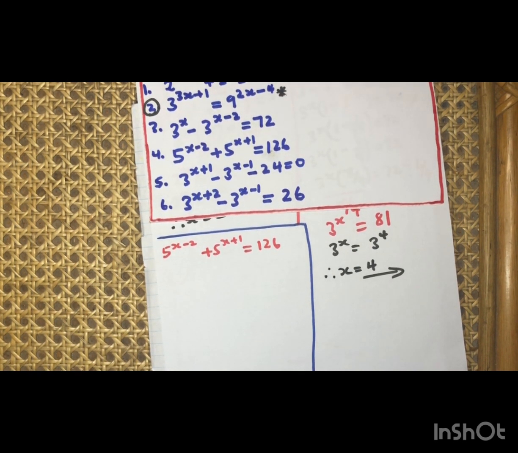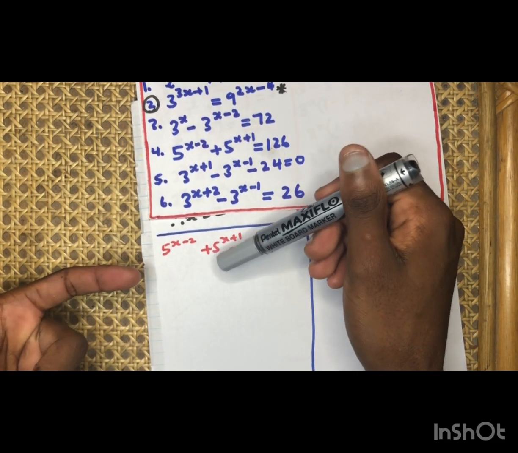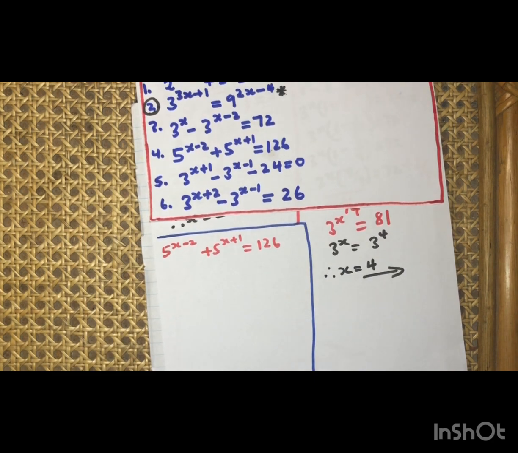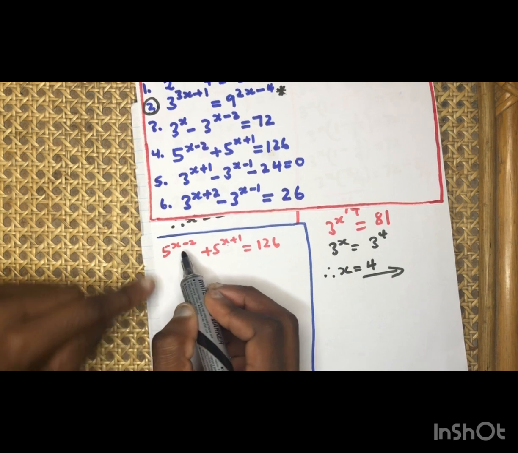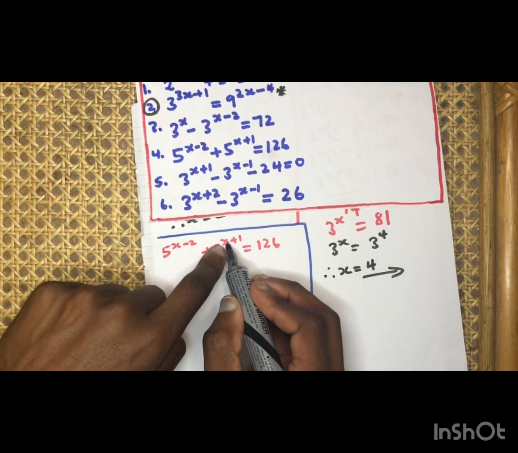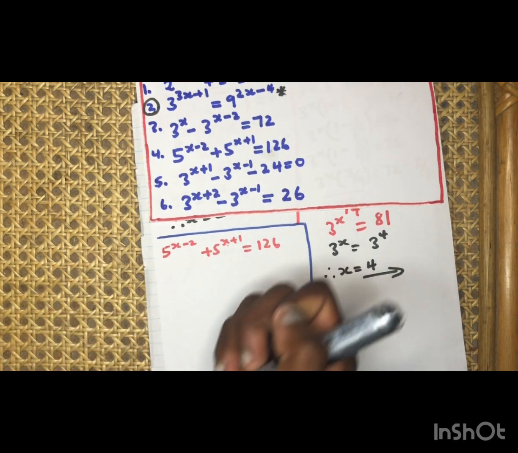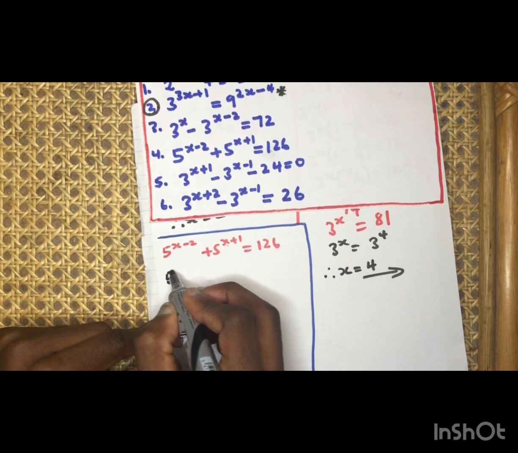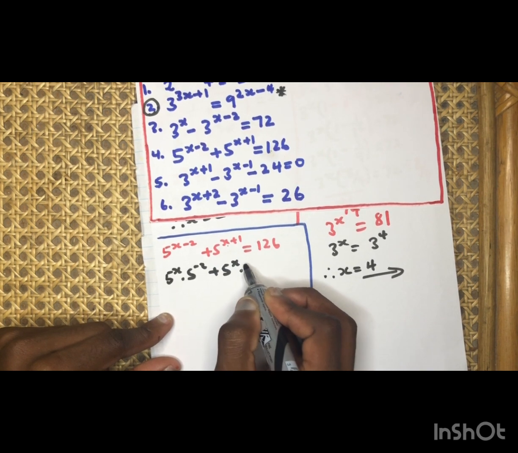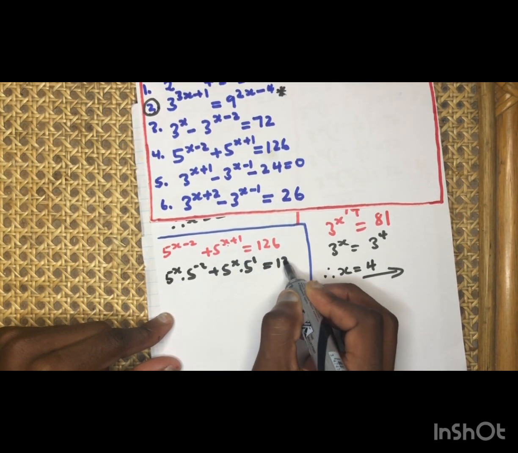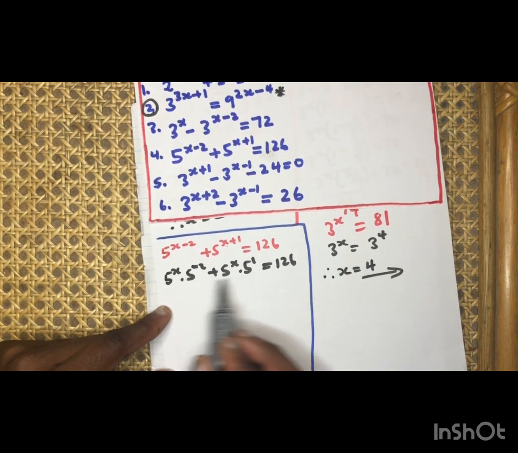Remember guys, I repeat again, immediately I see plus or minus between the bases, I have to take out the common factor. Also if you see that your exponents are the same, because here we have x and here we have x, now the exponents are the same and I have the sign between the terms, so I have to take out what is common. So then I will say this is 5 to the power x times 5 to the power minus 2 plus 5 to the power x times 5 to the power 1 equals 126.